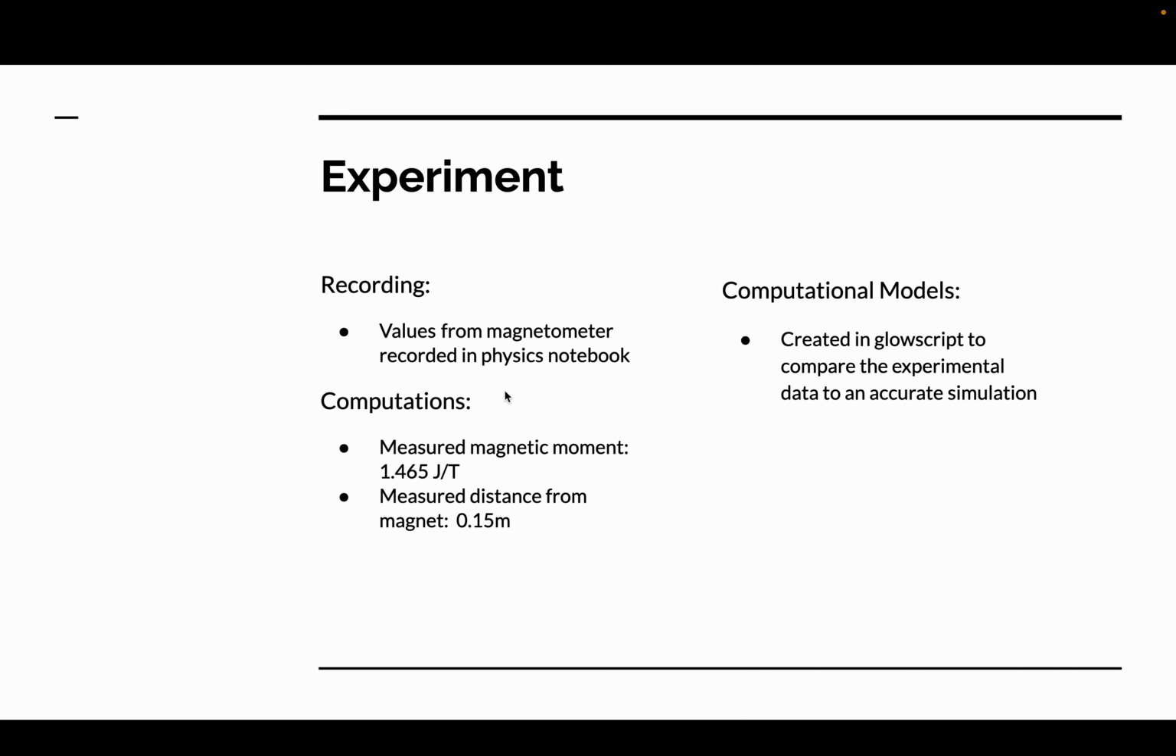Experimentally, as mentioned, all the values from the magnetometer were recorded in my physics notebook. The measured magnetic moment of the bar magnet was 1.465 joules per Tesla, and the distance that each point was measured away from the magnet was roughly 0.15 meters. Computationally, the computational model was again created in GlowScript code to compare the experimental data to an accurate simulation.